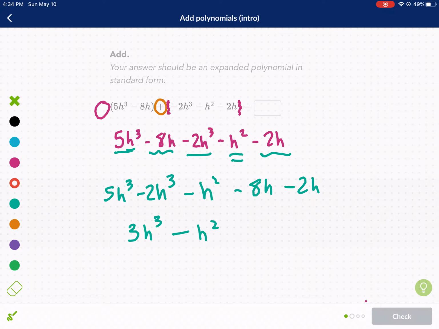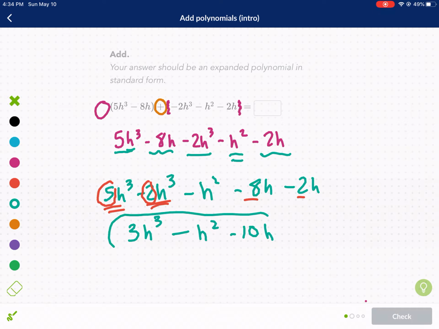I did that fast, but when I have 5h cubed minus 2h cubed, I'm only concerned with the coefficients out in front. I just do 5 minus 2, and then I keep the h to the third power. Minus h squared, there's no other h squared, so I leave it. Then I have negative 8h minus 2h. That gives me negative 10, because I'm worried about the numbers out in front. And then I keep the h. Now there's nothing else to do here.